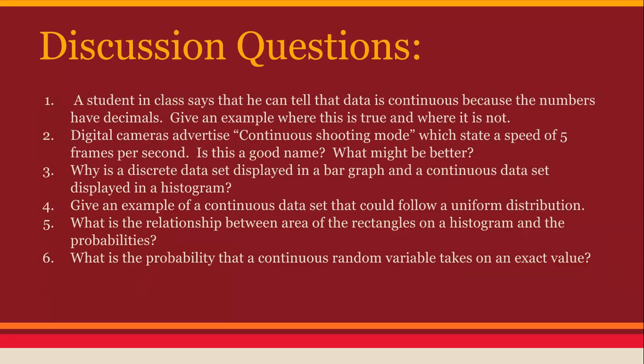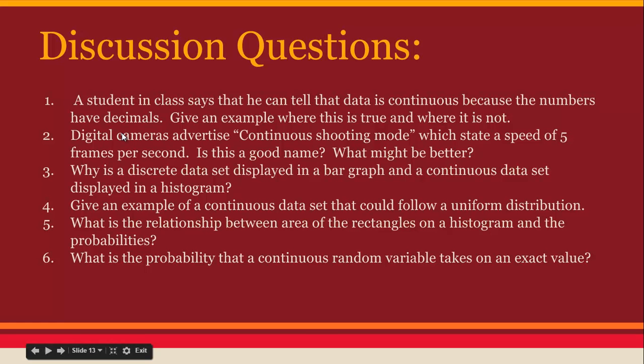Some discussion questions to think about. A student in class says that he can tell that data is continuous because the numbers have decimals. Give an example where this is true and where it's not. Just think about where discrete values have decimals and where continuous variables have decimals and where they don't. We can see a continuous variable could be rounded and not have a decimal. A discrete variable could have a decimal, like a percentage. So it's not necessarily true just to have decimals.